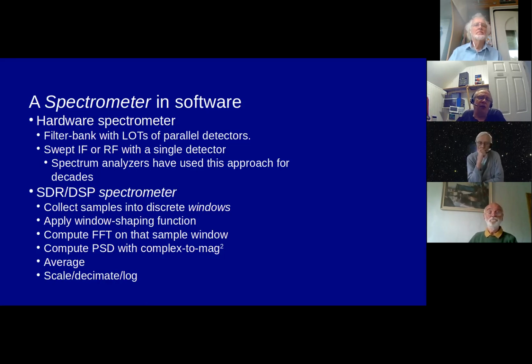In SDR and DSP, typically it's done differently. You collect samples into a window of samples. You apply a window shaping function, and then you compute the FFT on that sample window, which gives you the spectral components of the signal. And then you convert that into a power.